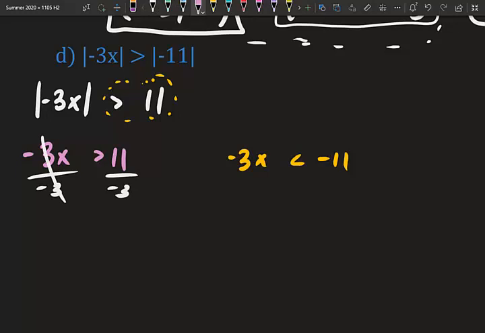You know what I meant. We're going to divide by negative 3. And since we divided by a negative, we have to flip that sign. And same thing on the right side. We're going to divide by a negative 3. And don't forget, because we divided by a negative, we have to flip the sign.